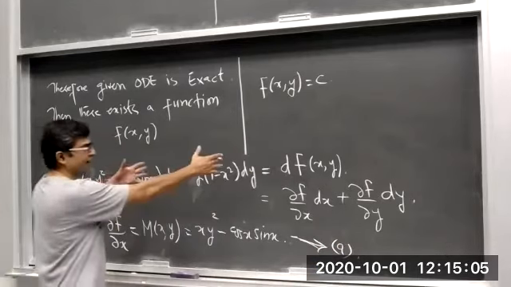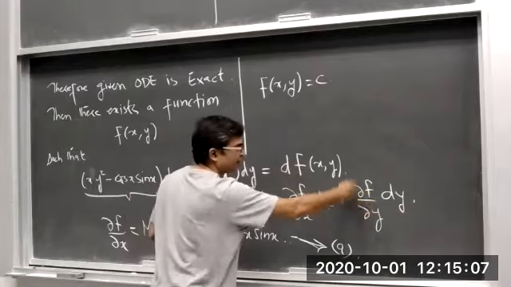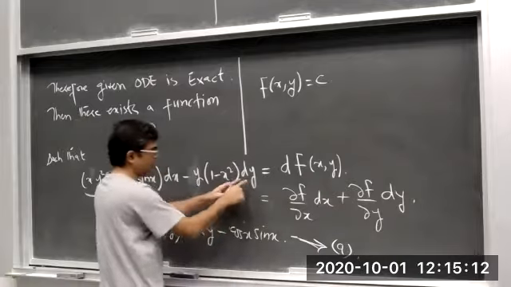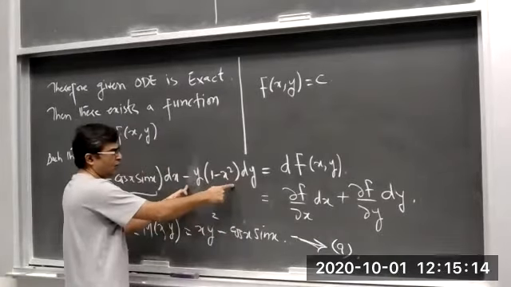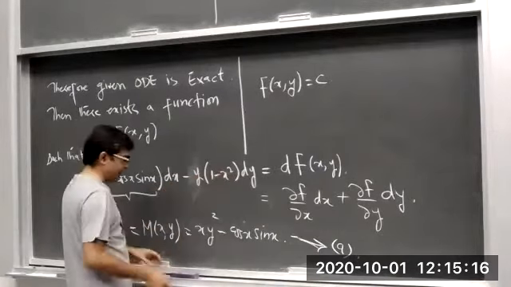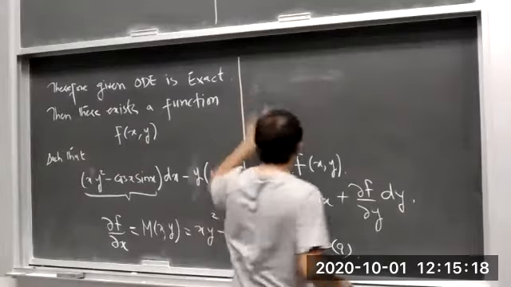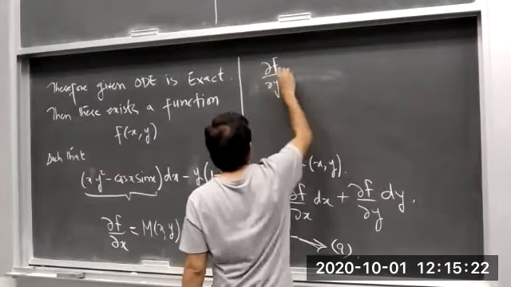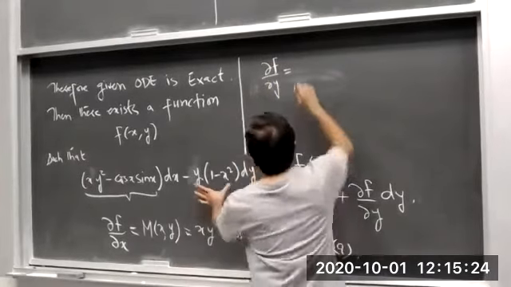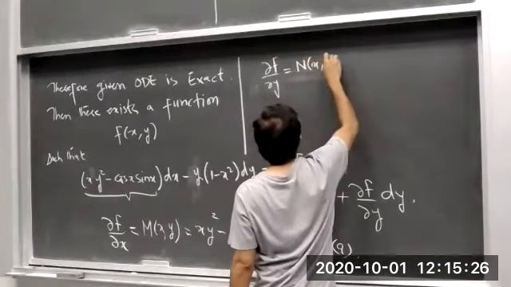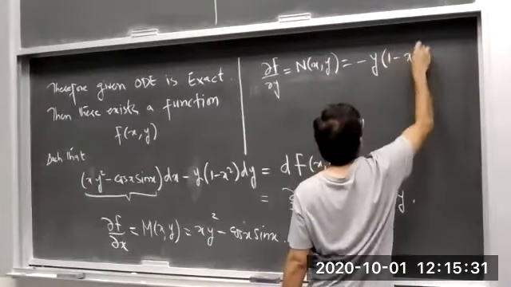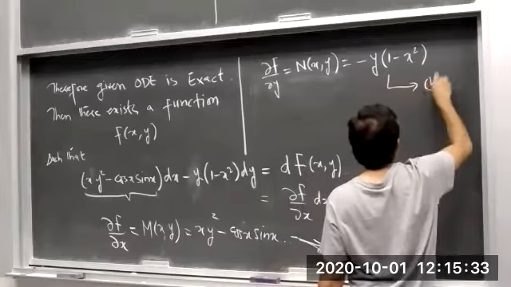And on comparison again, what will be the value of partial f over partial y? It is the coefficient of dy. So the coefficient of dy is what? Minus y into 1 minus y square. So we can write here now partial f over partial y, and it is equal to, and what is this? This is your N of xy. And it is equal to minus y times 1 minus x square. Now you call it equation B.